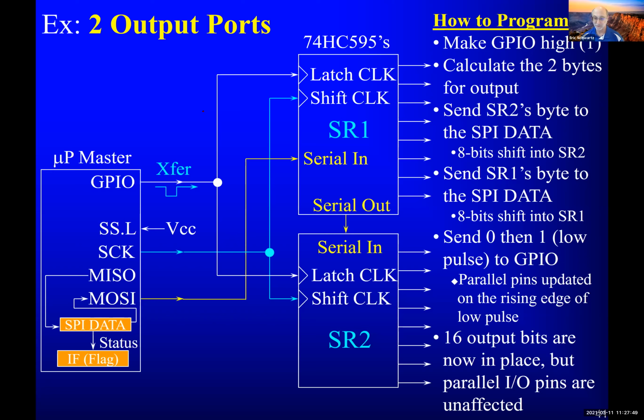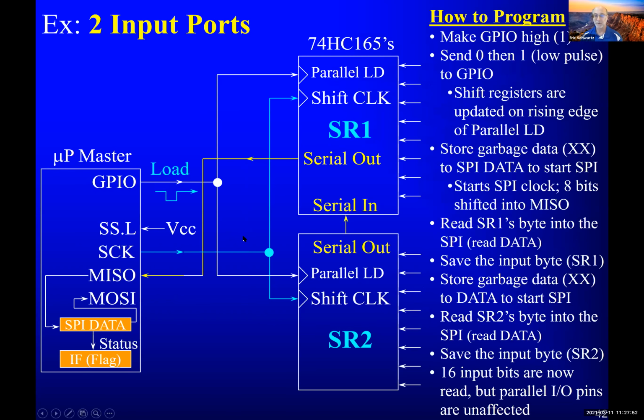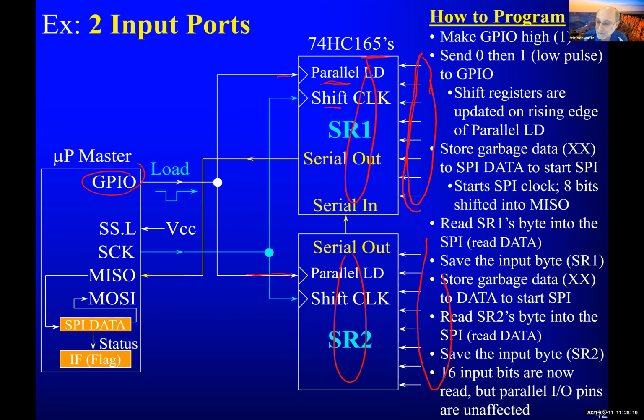Now let's do input ports. So this is a different shift register, the 165, and here I've got parallel inputs. And I've got 2 different clocks here. I've got parallel load, and what parallel load is going to do is read these pins and stick them inside. In fact, these will be read at the same time because the parallel loads are tied together. And that comes from this GPIO, like the last one. So first thing we're going to do is make a rising edge there and copy all the inputs, 16 inputs, all at the same time inside these 2 shift registers.